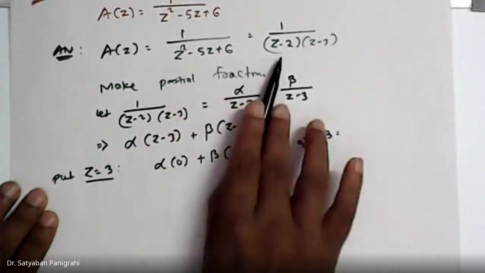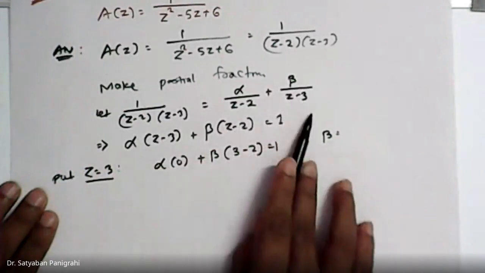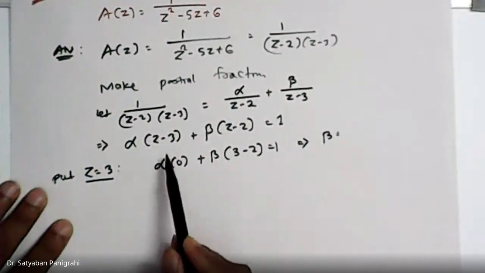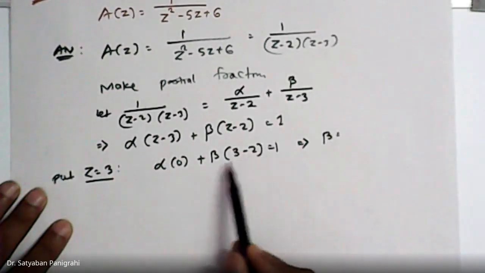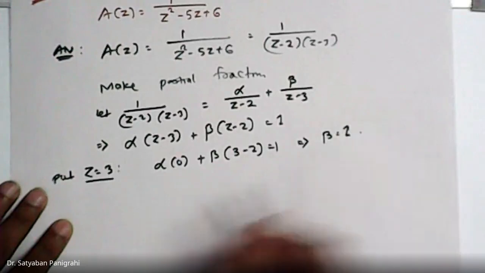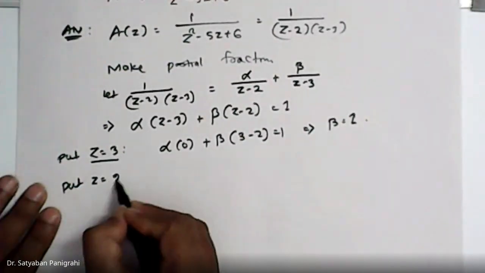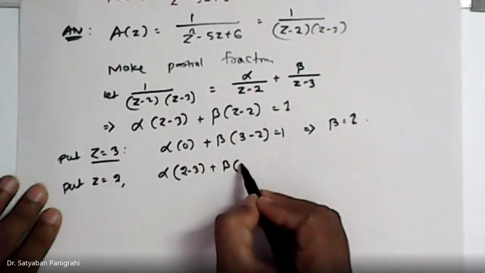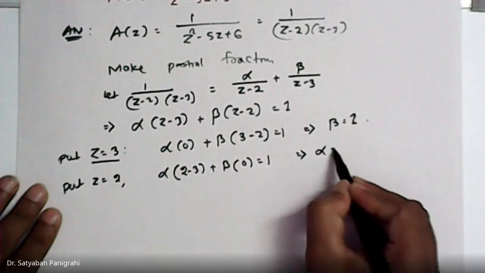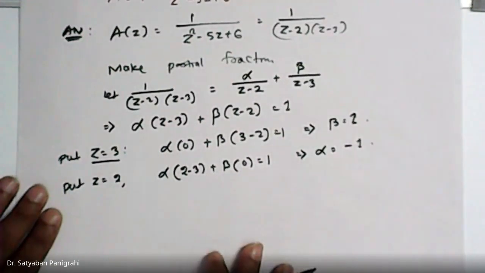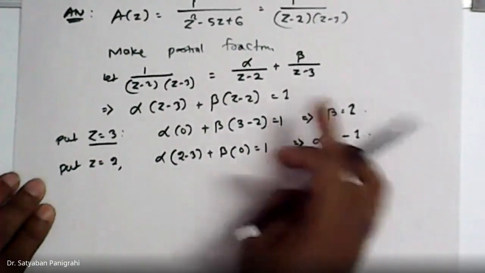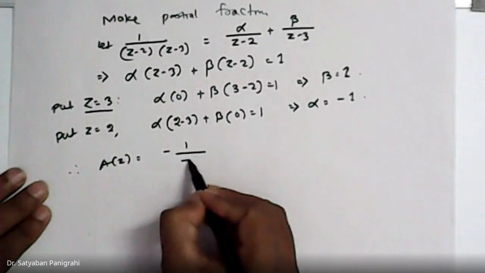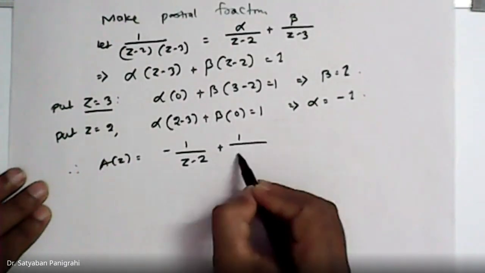I have written (z minus 2)(z minus 3); alpha into (z minus 3) plus beta into (z minus 2) equal to numerator, which is 1. So when we put z equal to 3, this gives beta equal to 3 minus 2, which is 1. Beta equal to 1. Now when you put z equal to 2, this gives alpha into (2 minus 3) plus beta into 0 equal to 1. So here alpha equal to minus 1. Hence A(z) is written as alpha, which is minus 1, divided by z minus 2, plus beta, which is 1, divided by z minus 3.